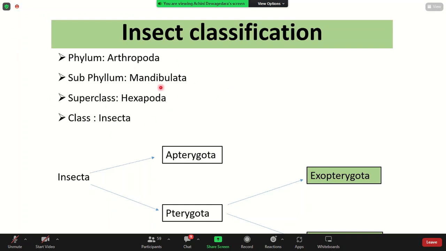These names have a reason. Most of these names have a meaning. Mandibulata means they have a mandible. If you can remember, as mouth parts, they have a mandible. Because of that, they belong to subphylum Mandibulata. And the superclass Hexapoda: hexa means 6, poda means legs. Since they have 6 legs, they come under the superclass Hexapoda. Do you know any insect orders?